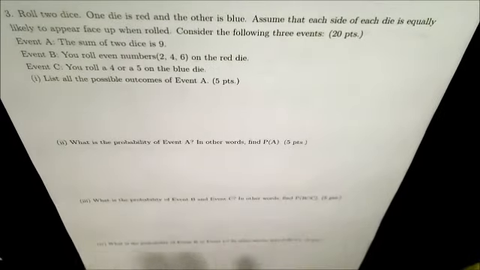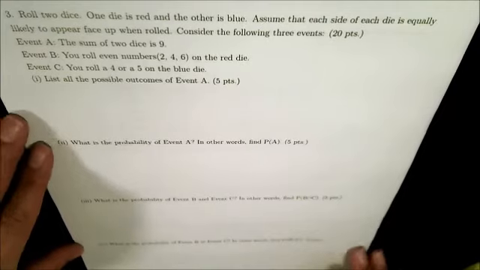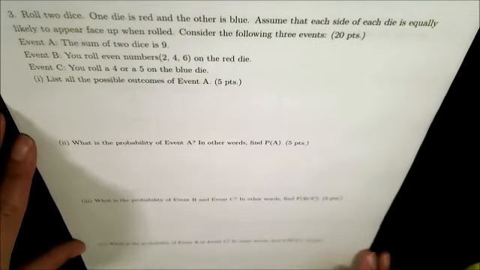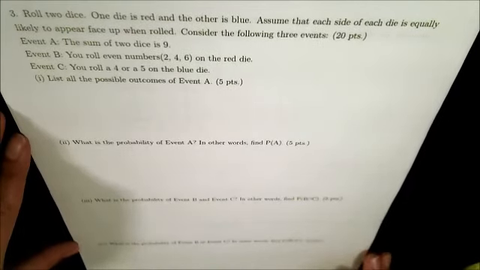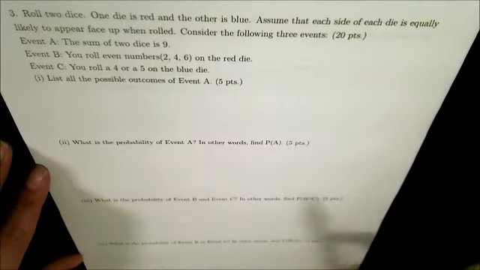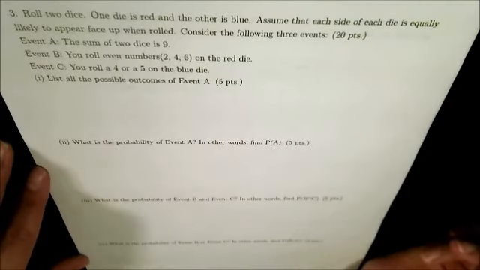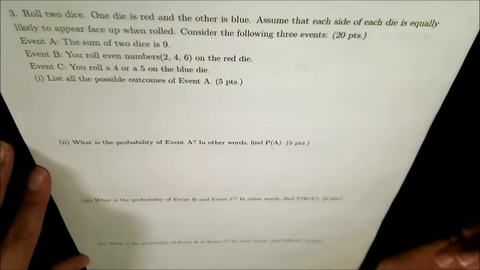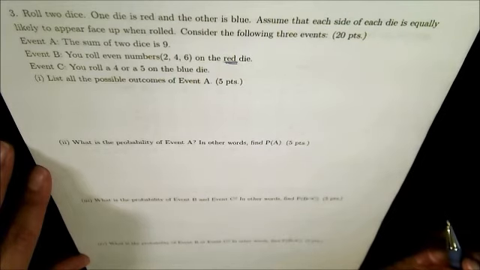Okay, number 3, roll 2 dice. One die is red, the other one is blue. Assume that each side of each die is equally likely to appear face up when rolled. Consider the following 3 events. The first event, event A, the sum of 2 dice is 9. Event B, you roll even numbers, 2, 4, 6 on the red die. Here, this is red die, right? Event C, you roll a 4 or a 5 on the blue die.